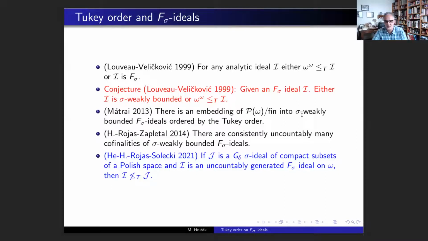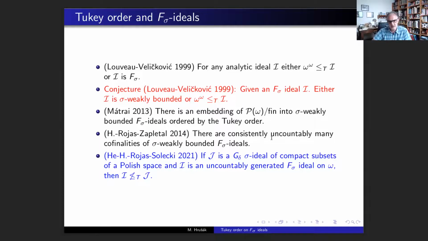a few years ago, well, maybe more than a few, almost 10 years ago, we proved that we can actually strengthen this into distinguishing these ideals not only by Tukey order, but actually by kernel invariance, that we can produce uncountably many distinct cofinalities of these sigma weakly bounded F sigma ideals. We didn't do that, but it probably could even be shown that consistently there are C many distinct cofinalities. We just produced omega 1 many.